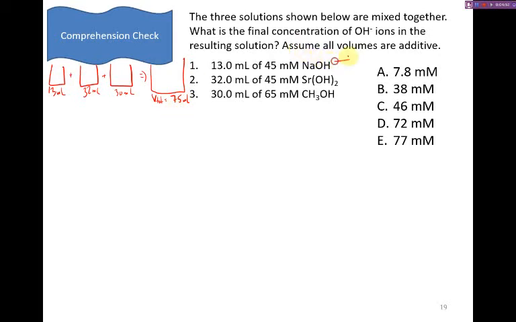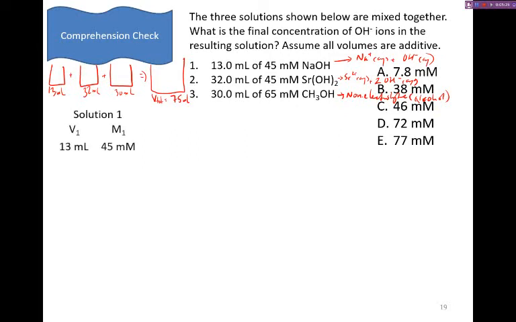Okay? This is going to dissociate into sodium ions plus hydroxide ions. Strontium hydroxide dissociates into the strontium ions and 2 hydroxide ions each. And then this is a non-electrolyte. It's an alcohol, which means that it's not going to matter.